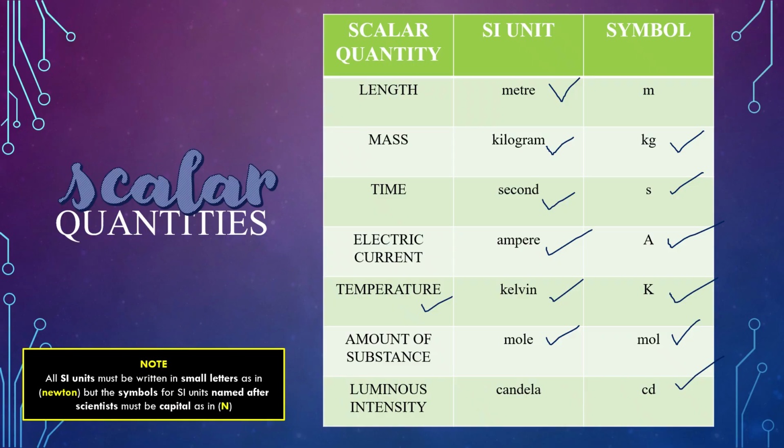So all SI units must be written in small letters, as in newton, but the symbols for SI units named after scientists must be capital, as in capital N. So for the unit of force, just as an example, it's capital N.